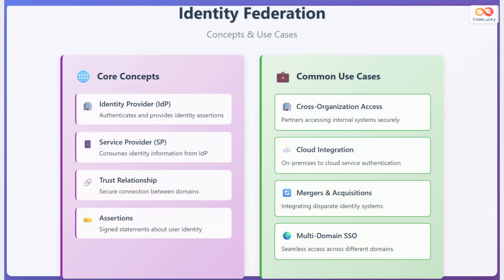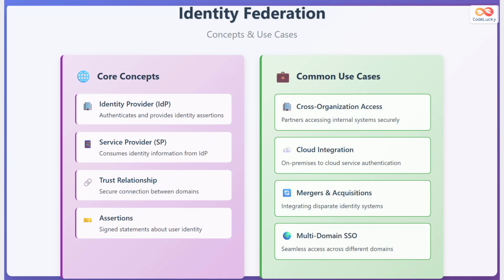Identity federation enables secure identity sharing across different domains and organizations. Core concepts include the identity provider, or IDP, which authenticates users and provides identity assertions to other systems. The service provider, or SP, consumes identity information from the IDP to make access decisions. Trust relationships establish secure connections between different domains through shared certificates and agreements. Assertions are signed statements about user identity and attributes that are exchanged between systems.